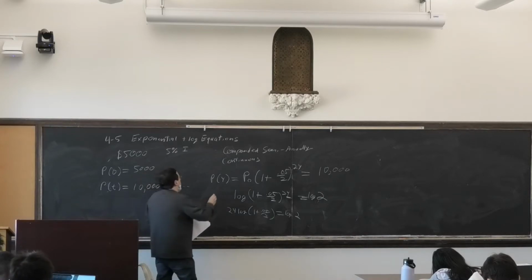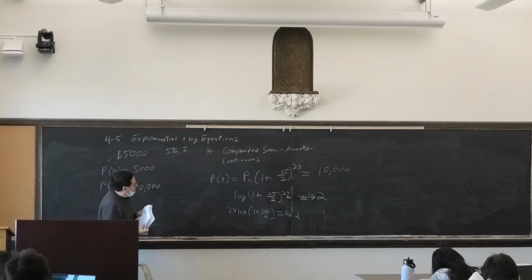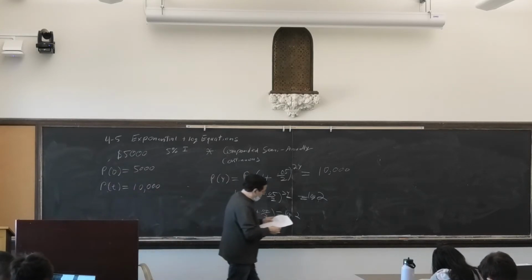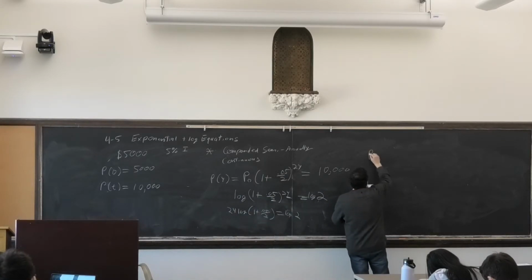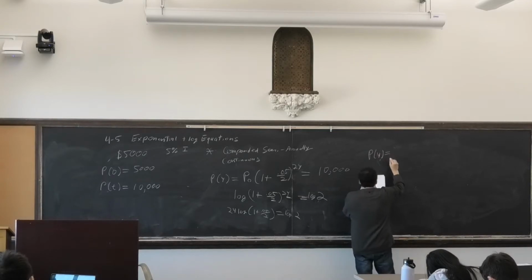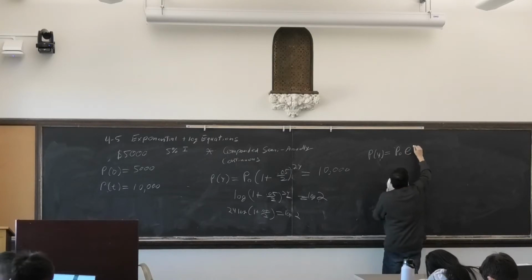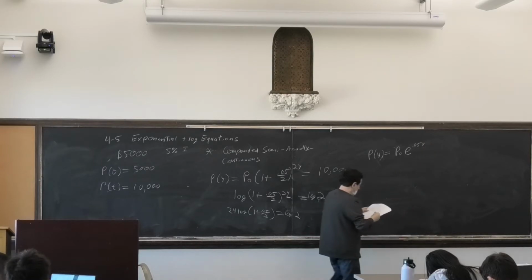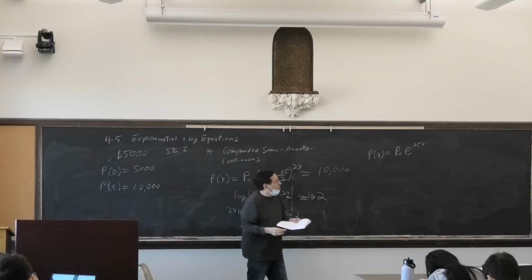All right, that's compounded semi-annually. You can adjust that for how often you're compounding it. With continuous, the formula is a little easier. P of y is P0 times e to the 0.05y. That 0.05, that's the interest.